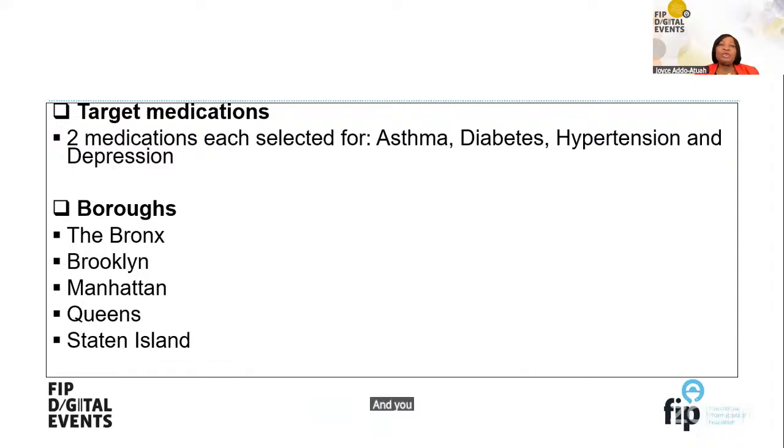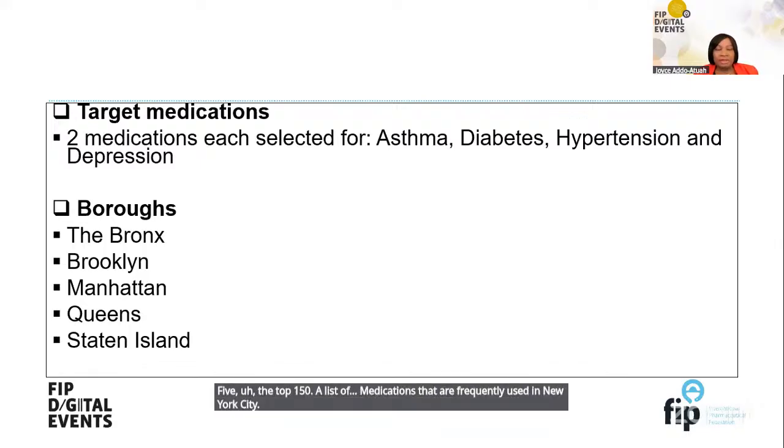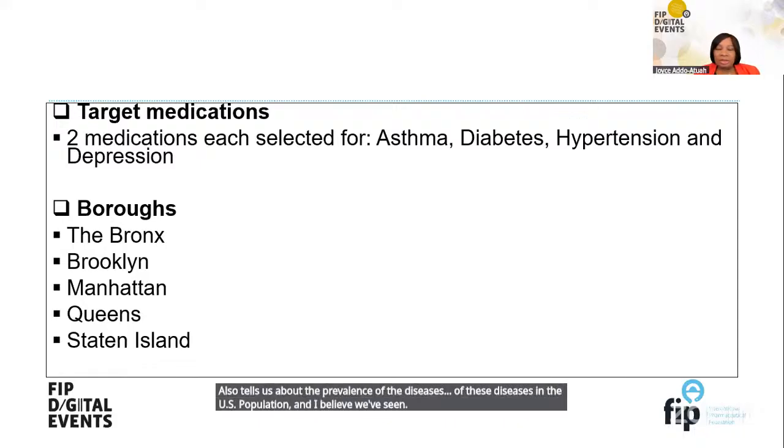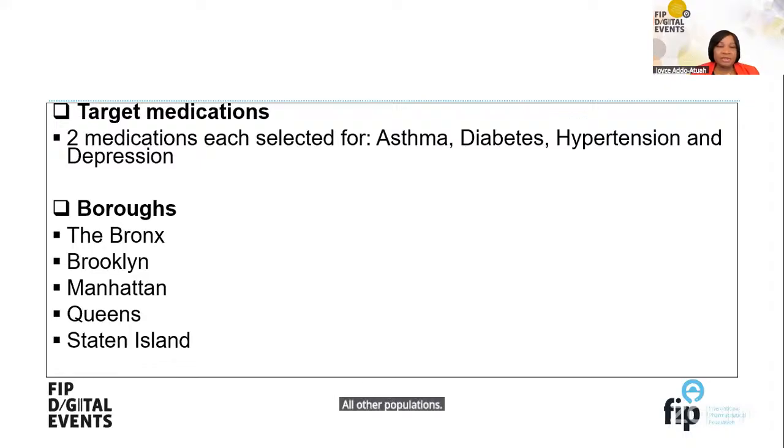And you ask, how did we come about it? Because these are on the top 150 list of medications that are frequently used in New York City. So it means they are very much in use, and also tells us about the prevalence of these diseases in the U.S. population, and I believe in all other populations. Next slide, please.